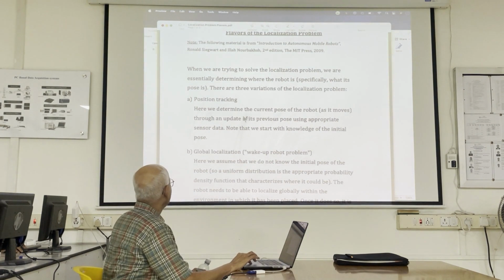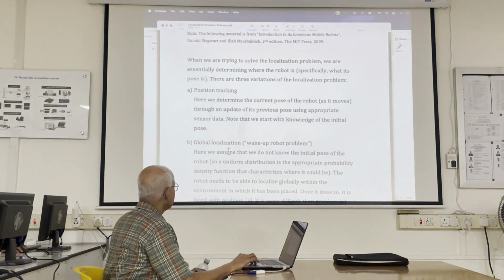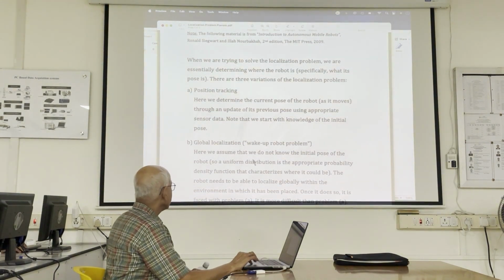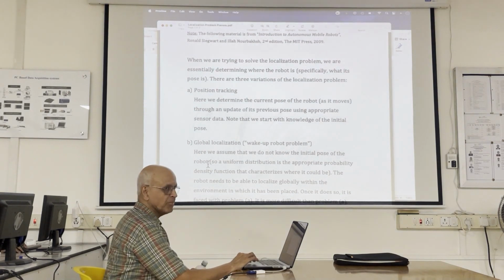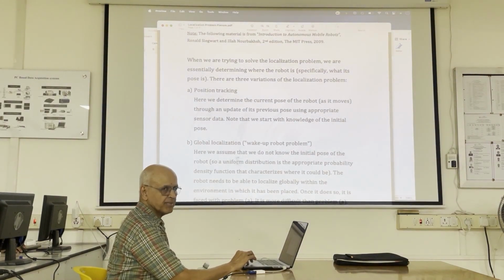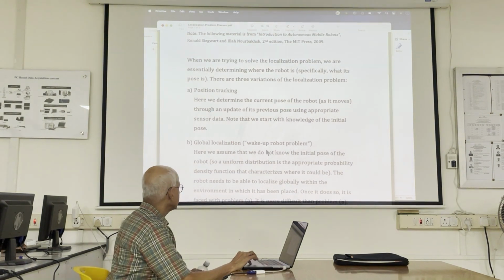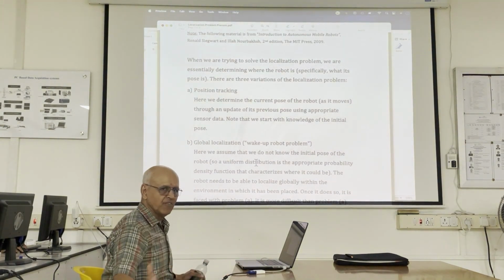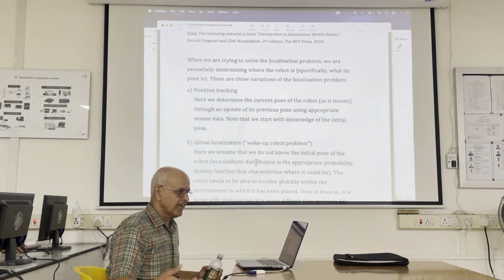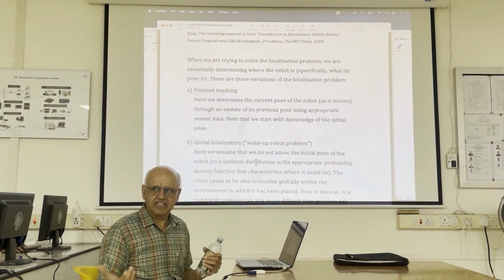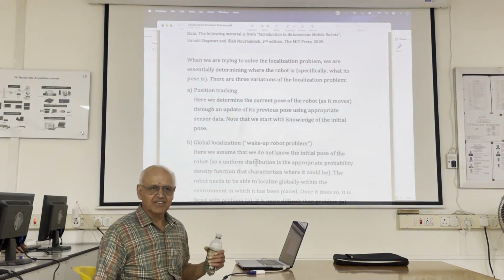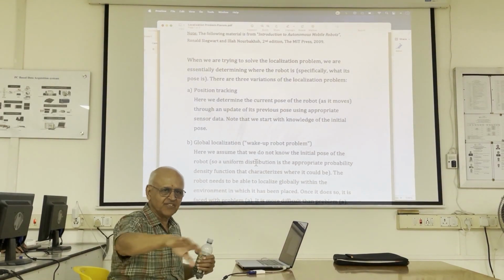Now, the global localization problem is the second variation. It's called the wake-up robot problem. We'll see why. Here we assume that we do not know the initial pose of the robot. So Kalman will not work on this problem. So what is the best distribution to capture the initial position? A uniform density. Because if you don't know, you say it has to be somewhere on this earth. Well, you don't have to say the earth. Maybe your robot has not left VIT campus. So then you assume a uniform distribution over the VIT campus, right?